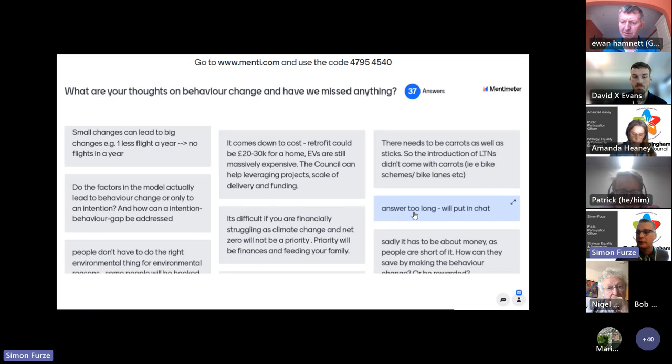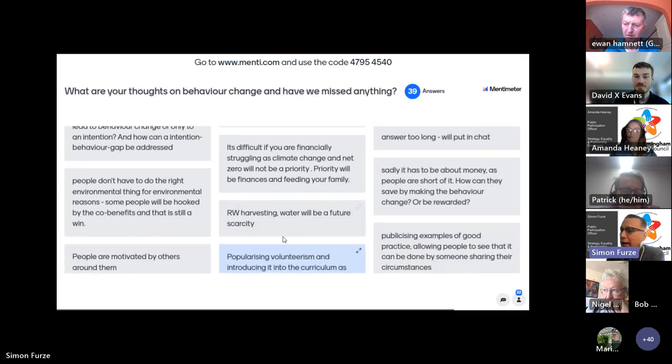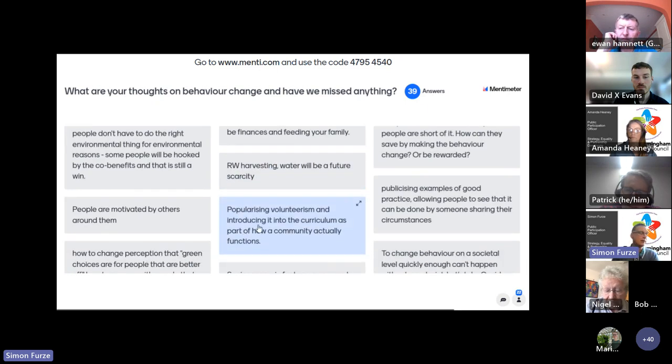I would love to know what the person who put "answer too long" will put in the chat. I'm presuming they have put a long answer in there, but I'm really excited to see what they've written. Rainwater harvesting? Yes. And that is really interesting because a number of years ago I went somewhere where they had these huge reservoirs built under housing to store rainwater, so you could use it for watering your garden and all those kinds of things, but it had safety measures built in, so the technology is there, but again, it's cost.